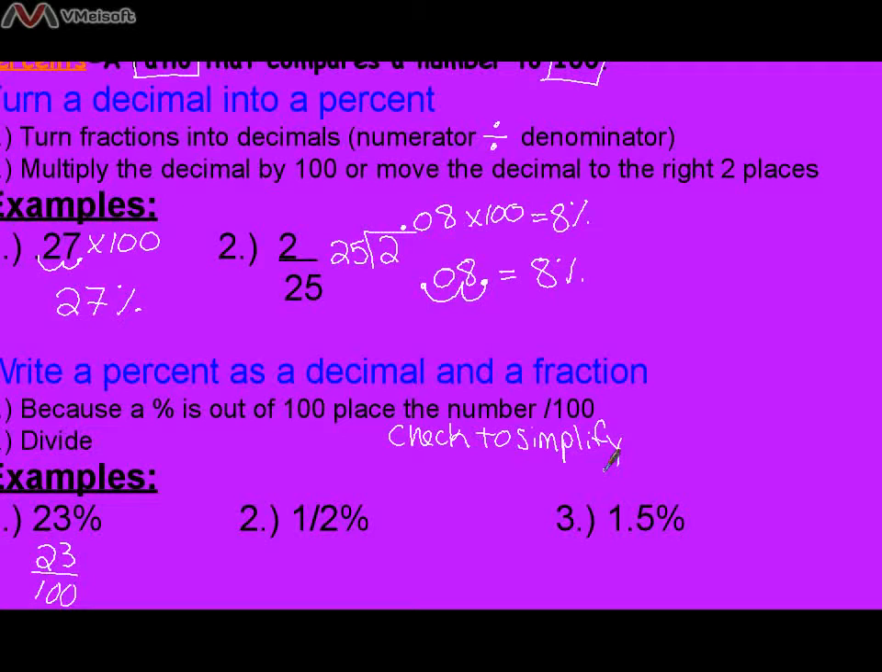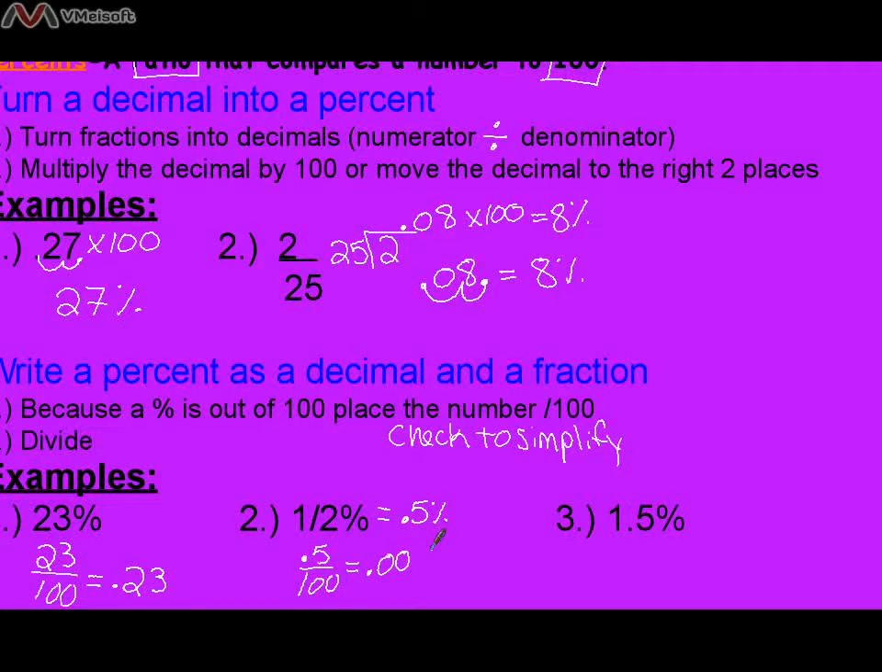But to write it as a decimal, we're just going to divide. 23 divided by 100 is just 0.23. Now for number 2, we have 1/2%. Well, 1/2%, isn't that the same thing as 0.5%? Well, it's 0.5 out of 100. So we have 0.5 over 100. Divide it, 0.5 divided by 100, and we get 0.005.